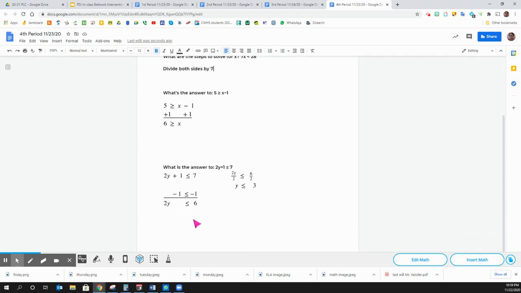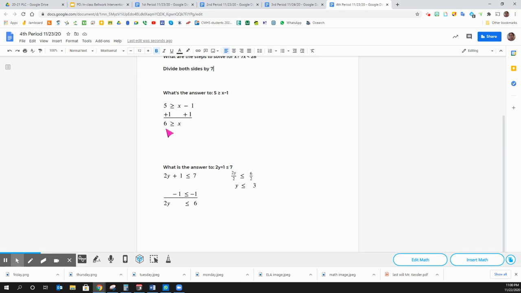The third question asked, what is the answer to 5 is greater than or equal to x minus 1? This required you to do a little bit of math as you did in second period. So all you had to do was write down the equation. You notice that there's a minus 1 with the x, so we have to add 1 to both sides of the equation. The ones cancel on the right. You bring down the x. You bring down your inequality, and 5 plus 1 is 6.